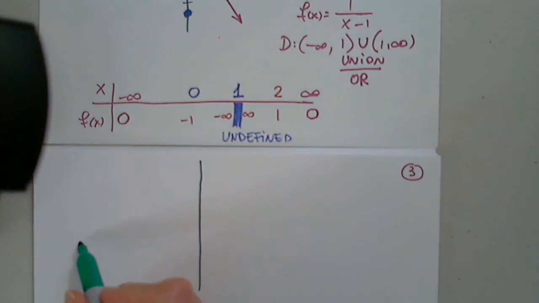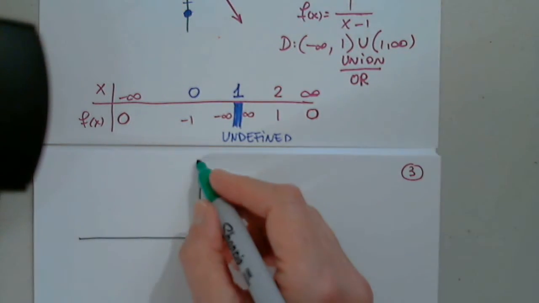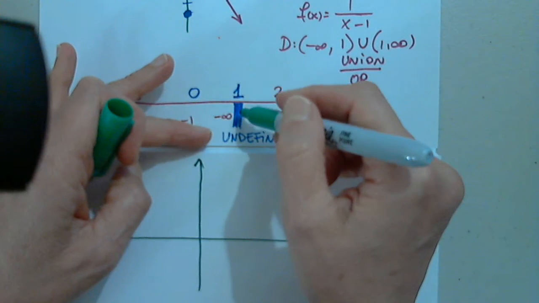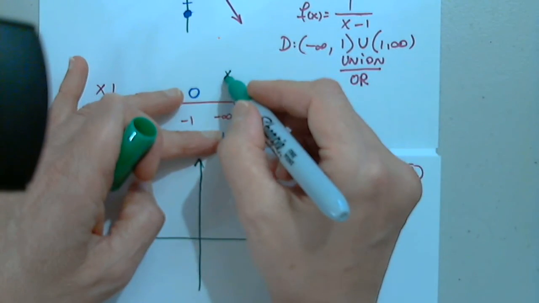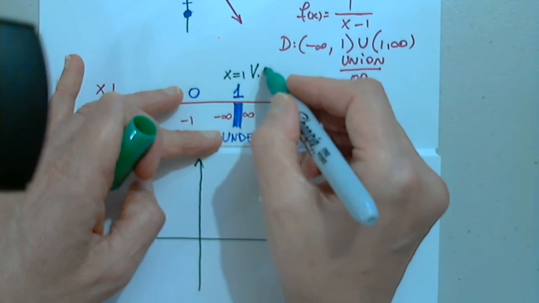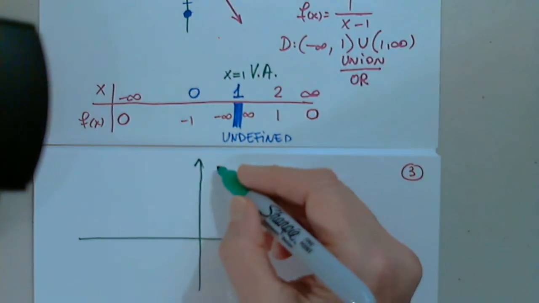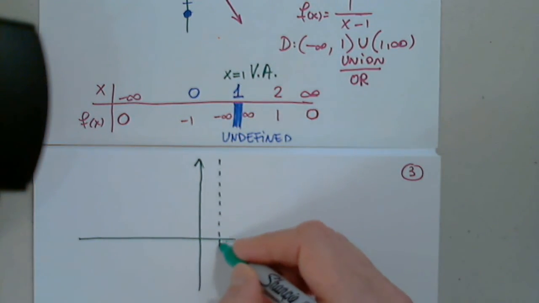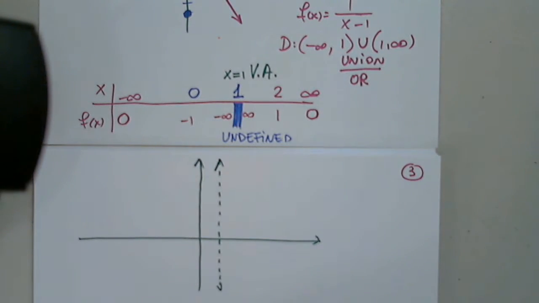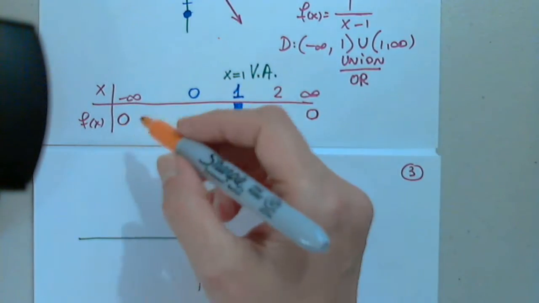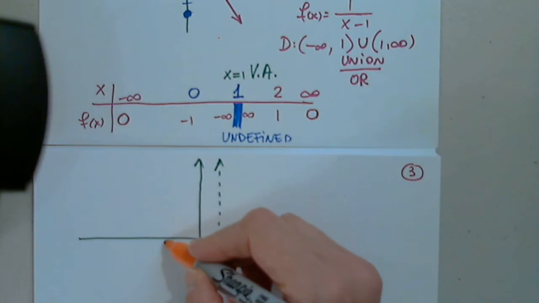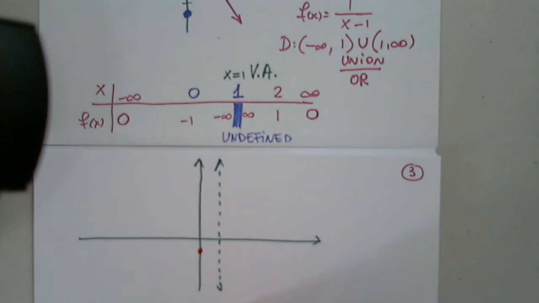Okay, so now when a rational function is undefined like it is in this case, x equals 1 will be a vertical asymptote. What does that mean? You will never cross it. And then I have 0, -1, which is right here. And then approaching 0 and going to negative infinity. From 0, crossing, going to negative infinity. So that's what I have to graph.